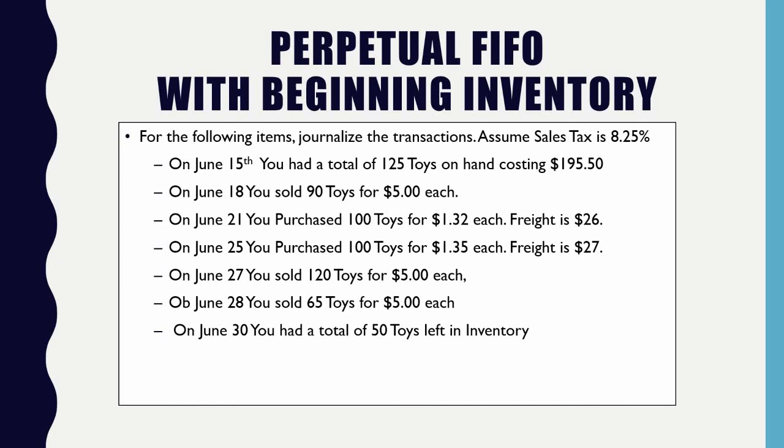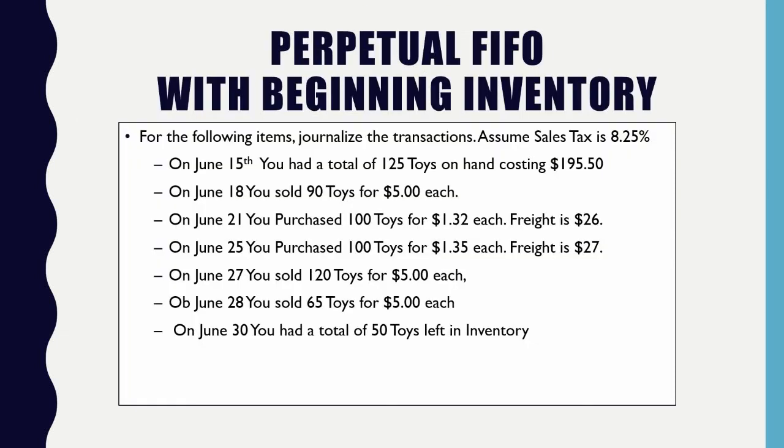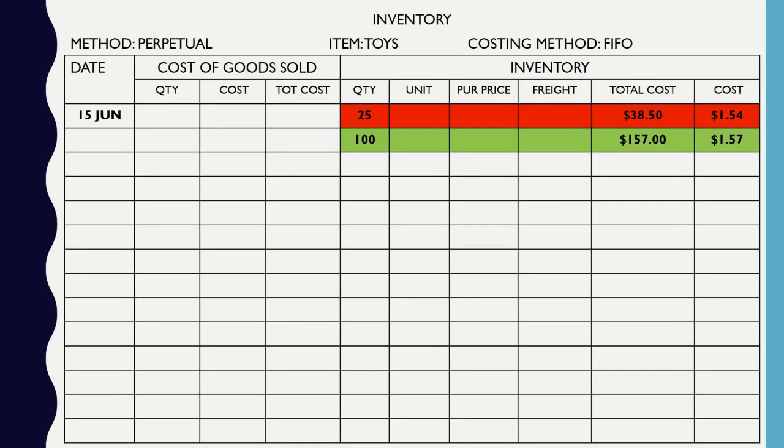Next one is going to be, well, what happens if we have beginning inventory? Well, in this case, I have a red batch of 25 and a green batch of 100. I do the same exact thing I did in periodic inventory. I have to carry those numbers over across into a new inventory worksheet. So I'm going to pop it in just like that, exactly the same order that I had it. So I have red for 25, green for 100. Okay?